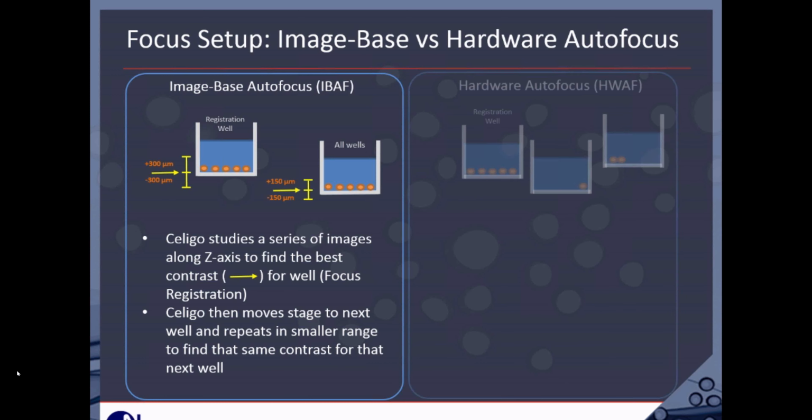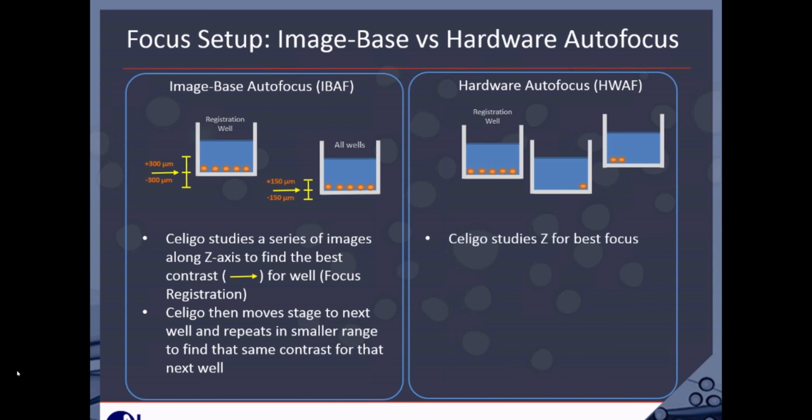This works when you have content in every well. But if you're doing something like proliferation curves or cell line development with very few cells in a well, this might not work because you don't have enough content in the center of the well. So then you would select hardware autofocus. How does that work? You'll basically want to pick a registration well that has a lot of content in it. And here is an example of 3 wells, one with a lot of content and the others with maybe 1 or 2 cells in it. And their focus planes are in different areas.